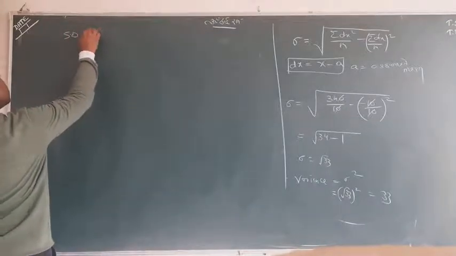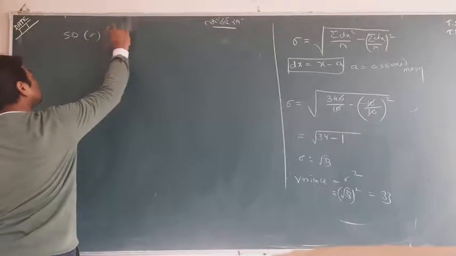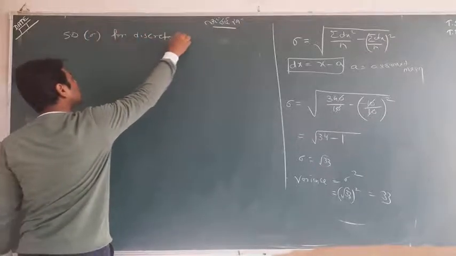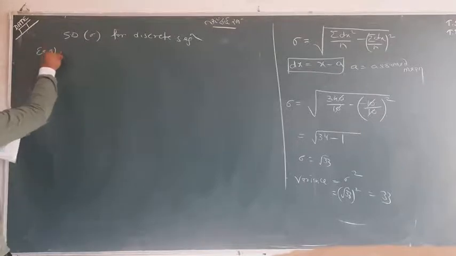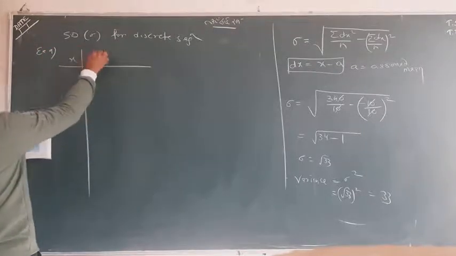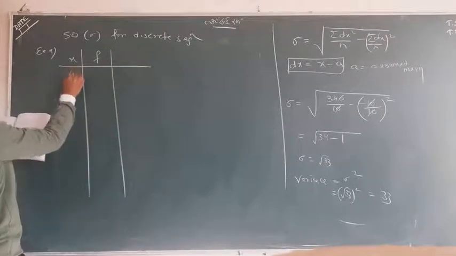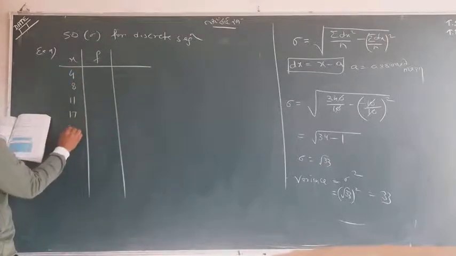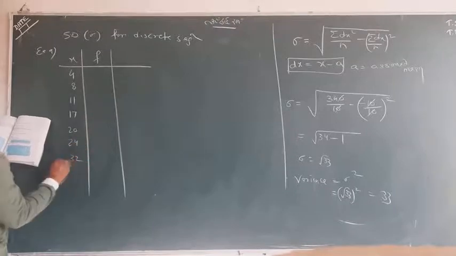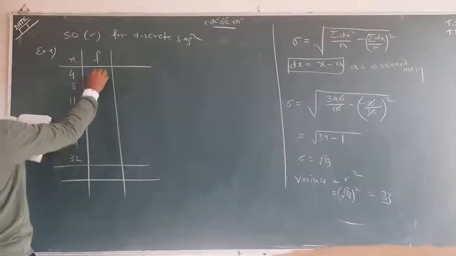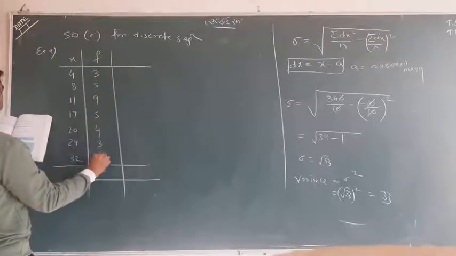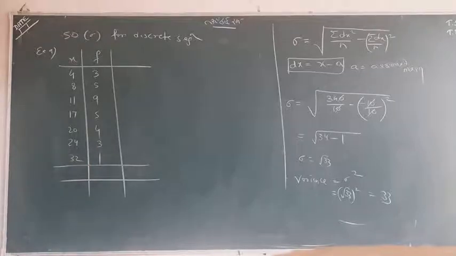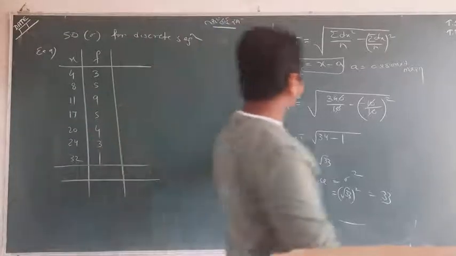Standard deviation sigma for discrete sequence. And in discrete sequence, let me take the example. Example number 9 we have. This is x and f. x: 4, 8, 11, 17, 20, 24, 32. And f: 3, 5, 9, 5, 4, 3 and 1. This is the data, and let me rub this out now.